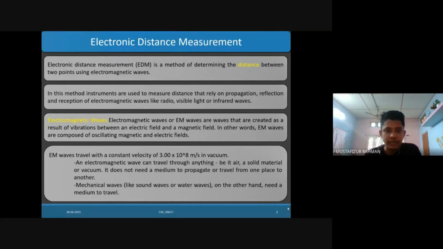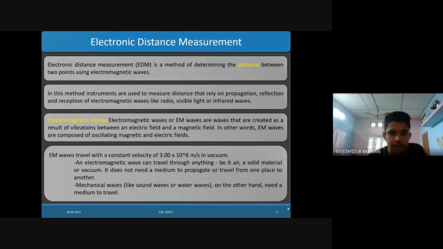Now, what these instruments do, they use electromagnetic waves. Okay, now what are electromagnetic waves? We all know about the waves: radio waves, X-rays, gamma rays, infrared rays, visible light. These all are part of electromagnetic waves. Electromagnetic waves have different frequencies and different wavelengths. According to that, they have different energy and different names. Some frequency range is gamma waves, some is X-rays, some is infrared waves, like that.